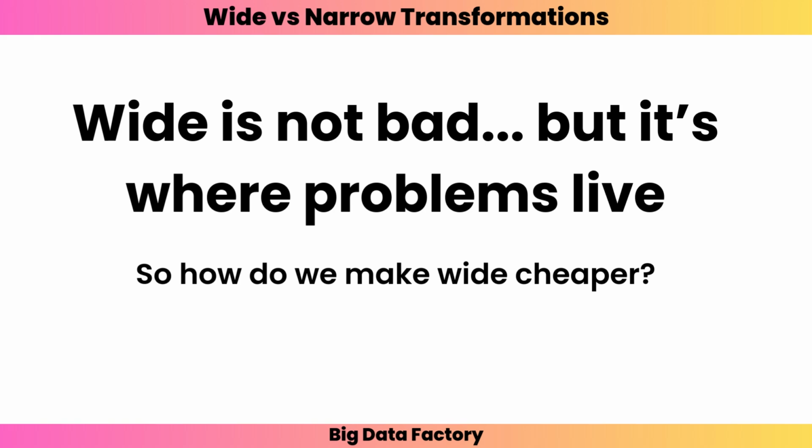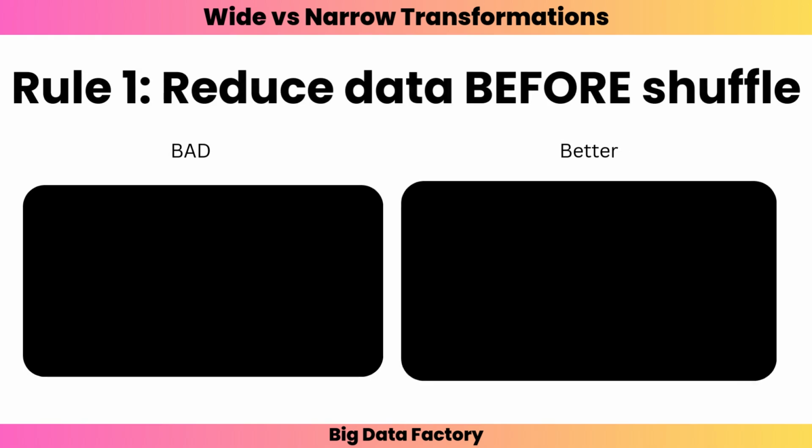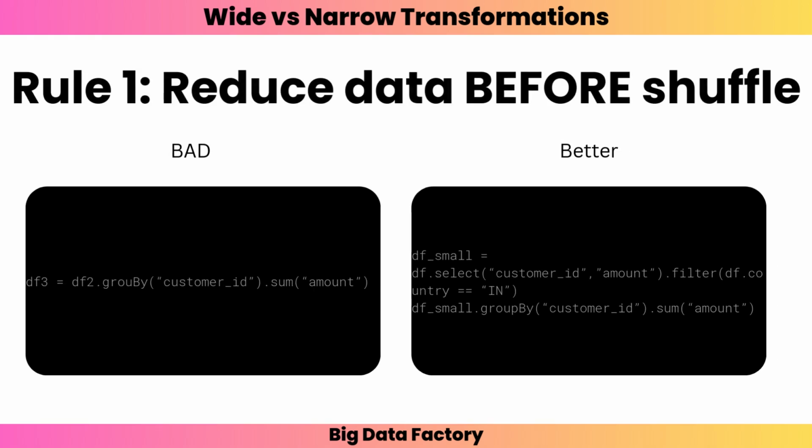Rule number 1, reduce data before the shuffle. If you do group by or join, try to make the dataset smaller before you hit that wide operation. That means filter early, select only required columns.